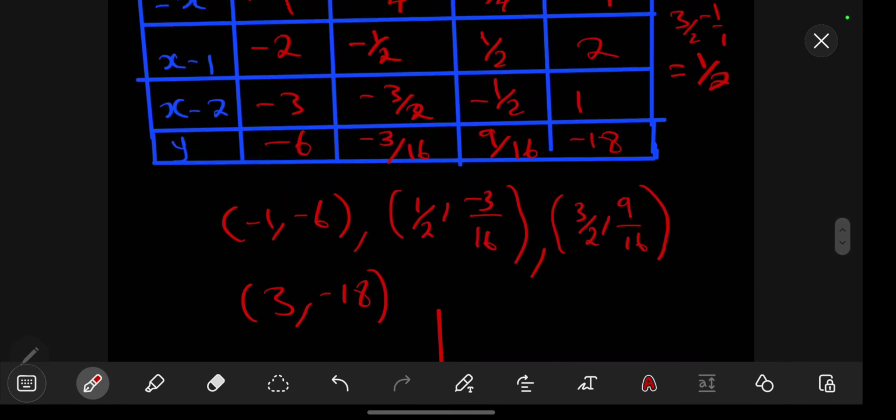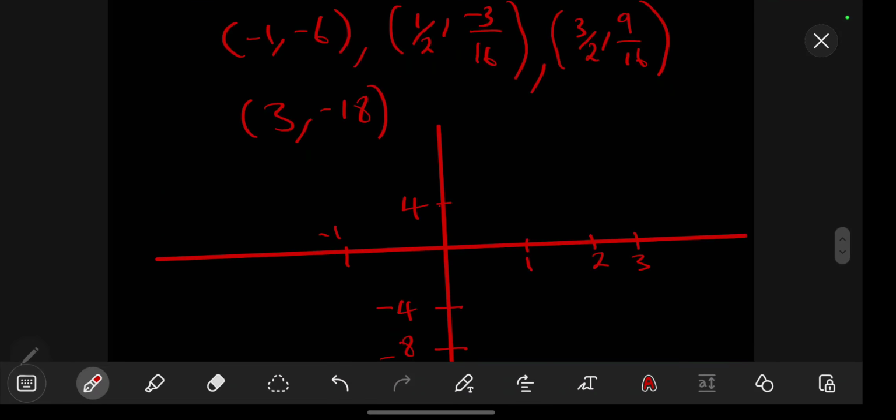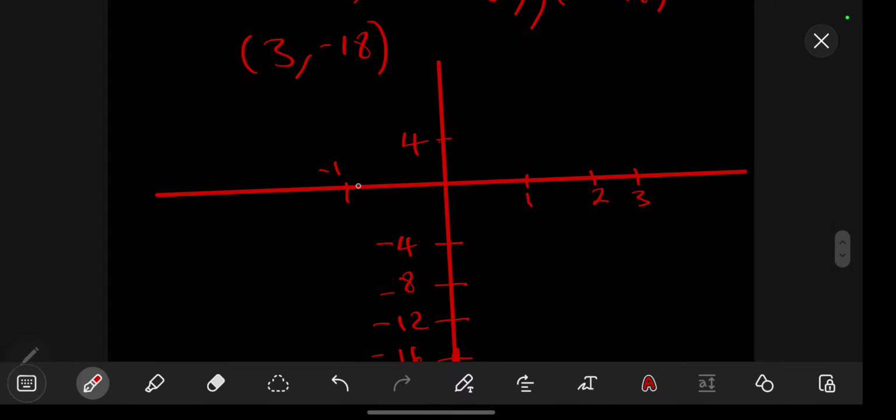So now, let's put our values. So we have (1, -6). So we are going to go at (1, -6). That's in between our 6. That's in between our 8 and our 4.